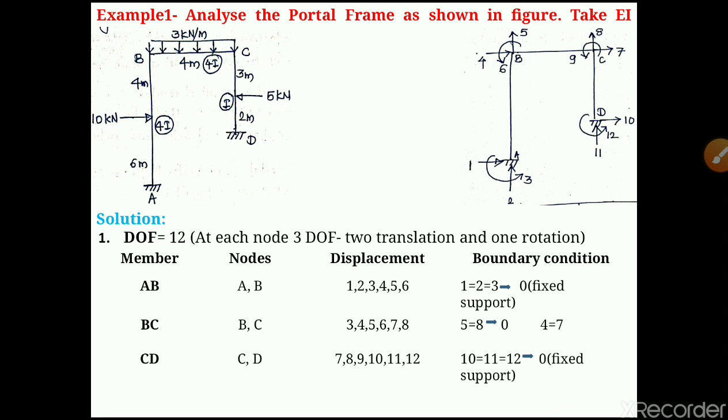So number 5 and 8 are 0, and number 4 and 7, these are the displacements, that is the sway of the frame. So therefore number 4 and 7 are equal. So that is unknown here. So total number of unknowns in this problem: number 4 and 7, that is equal to 1 delta. Number 6 is unknown, that is theta b, and number 9 is unknown, that is theta c. Okay, so these three unknowns are what we have to determine.